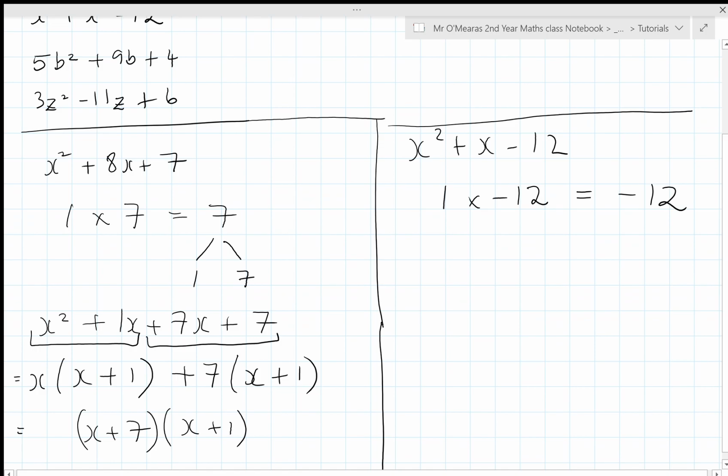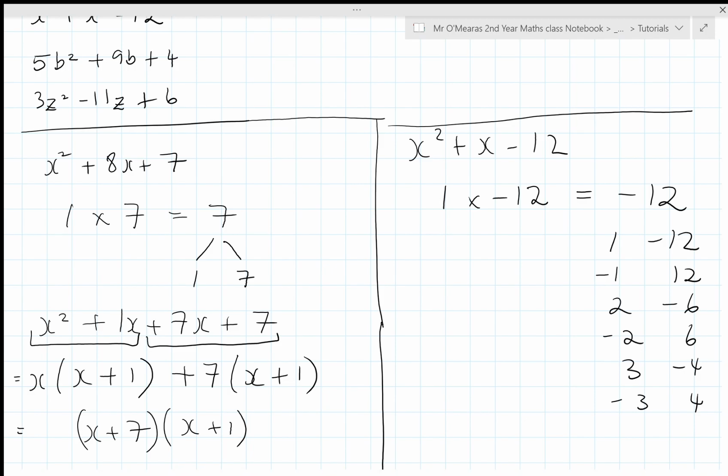Now this is a little bit more difficult because 1 and minus 12 are absolutely one of the options, but we also have minus 1 and 12. We also have 2 and minus 6. We'll keep going through them all. Minus 2 and 6. 3 and minus 4. Minus 3 and 4. So we have a list of 6 factor pairs that when you multiply them, they all give you minus 12.